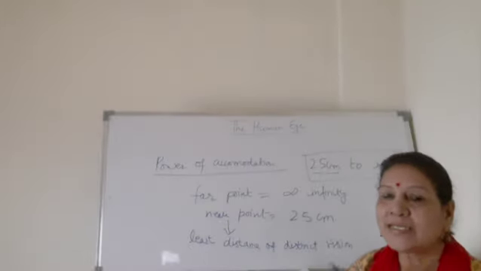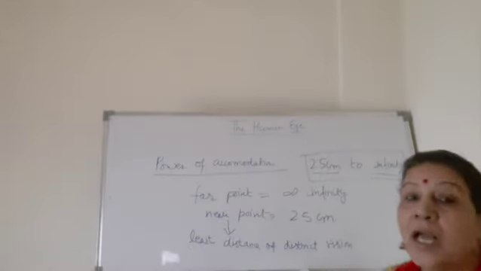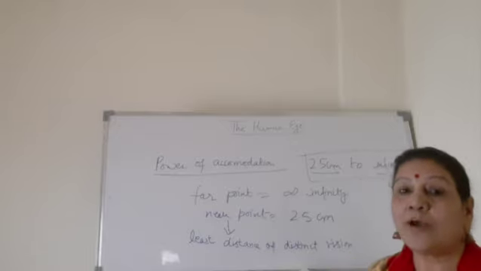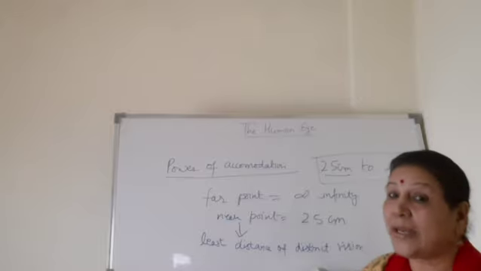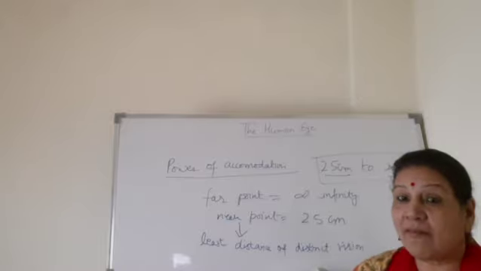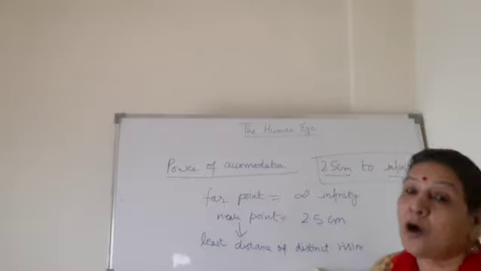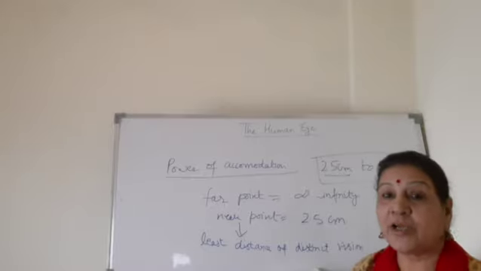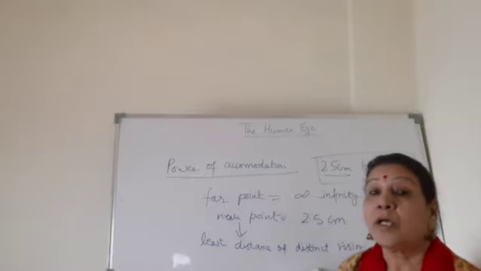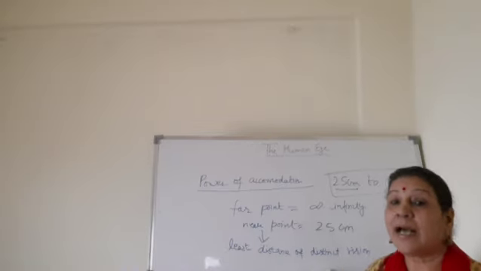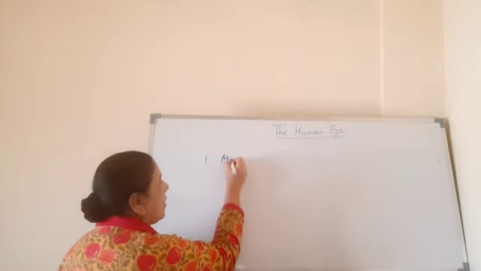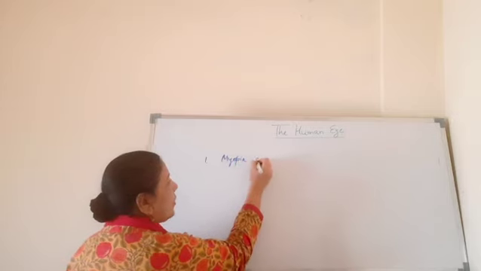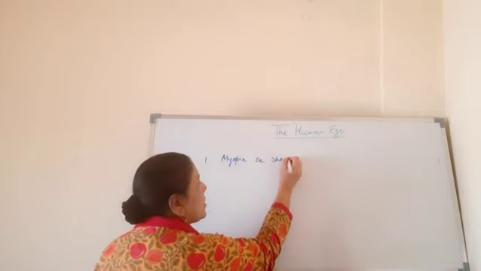Between infinity and the near point, the human eye can see objects without exerting the ciliary muscles. A person who is not able to see beyond 25 centimeter, or not able to see objects which are at infinity or at a little more distance, then we'll say that the eye has some defects. What are these defects? One is myopia or short-sightedness.